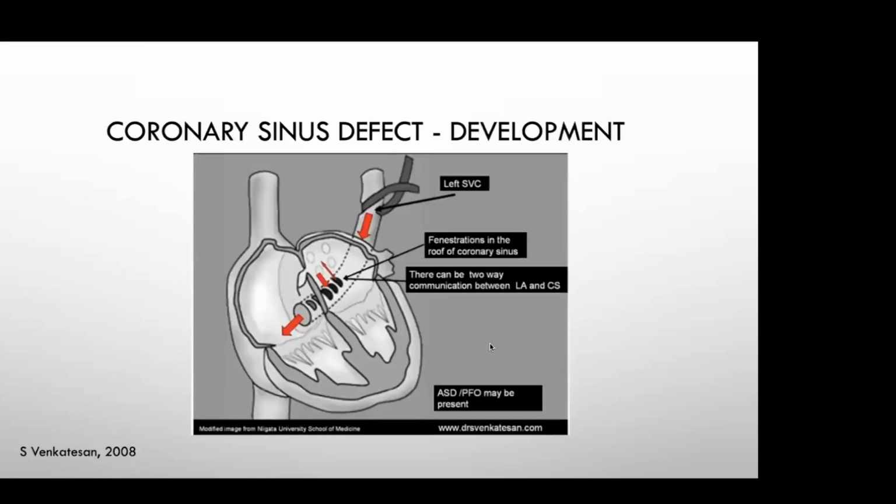So this is one schematic of what coronary sinus defects look like. They're often associated with a left-sided SVC, and as it passes under the left atrium, you can get either a single hole or multiple fenestrations in the roof of the coronary sinus, which can allow two-way communication between the left atrium and the coronary sinus. And then it's also often associated with ASDs and PFOs.